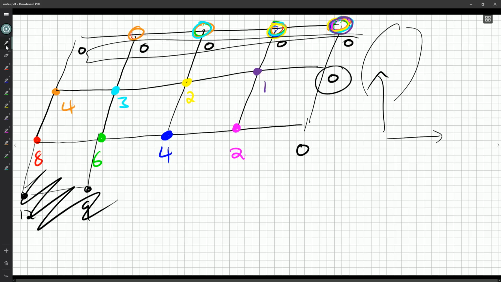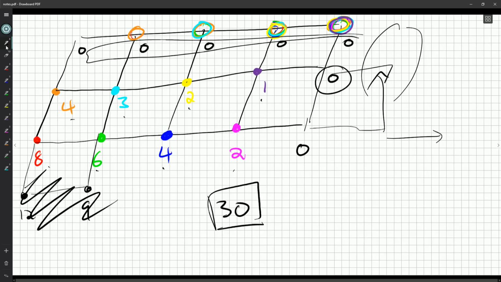So, okay, we just add up 8, 6, 4, 2, and that'll be 20. And then 4, 3, 2, 1, and that'll be another 10, 20, and 10. That's going to be 30. Okay? And that's all there is. And it's an interesting problem. We can generalize it more.